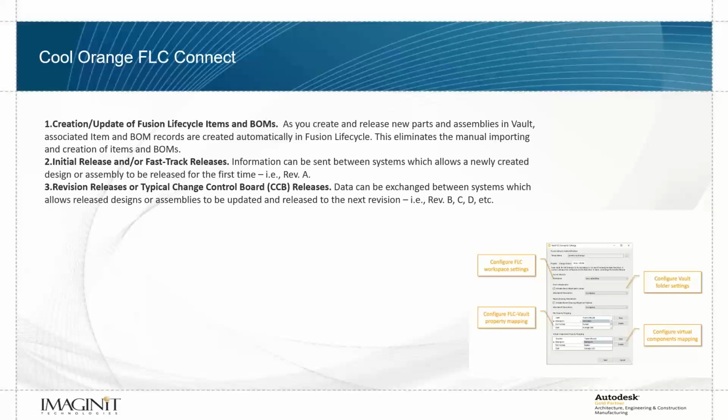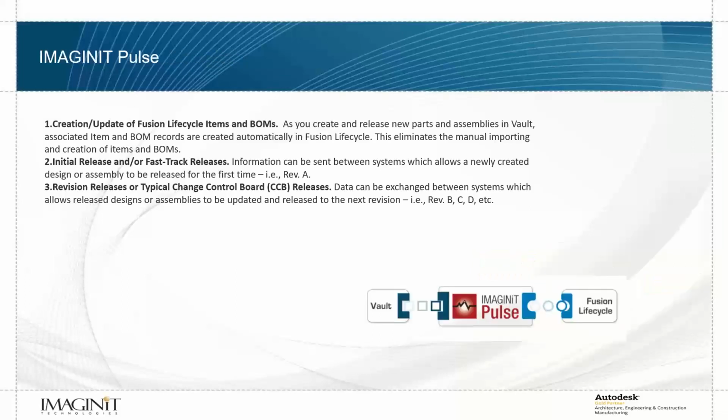Those link together. Well, then we have another one called IMAGINiT Pulse. And Pulse is one that we have developed internally. This is something that we've been working with for quite some time. We saw a specific need for this, where we would want to be able to link together Fusion Lifecycle and Vault and have that information tied together.